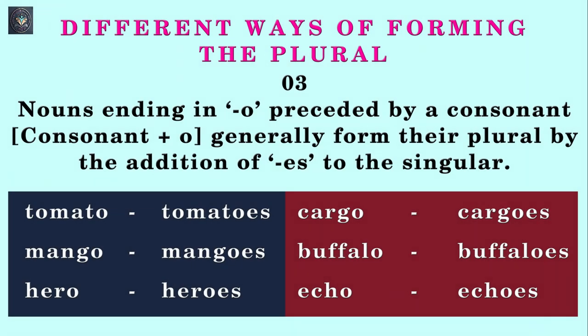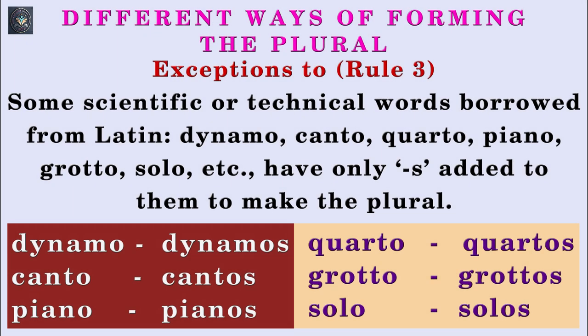Rule number three. Nouns ending in o, preceded by a consonant, generally form their plural by the addition of es to the singular. For example, tomato, tomatoes, mango, mangoes, hero, heroes, cargo, cargoes, buffalo, buffaloes, echo, echoes.